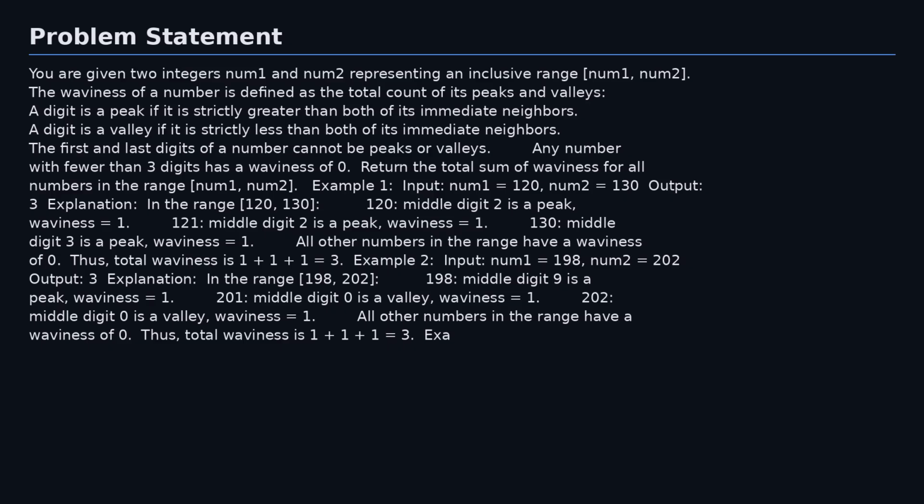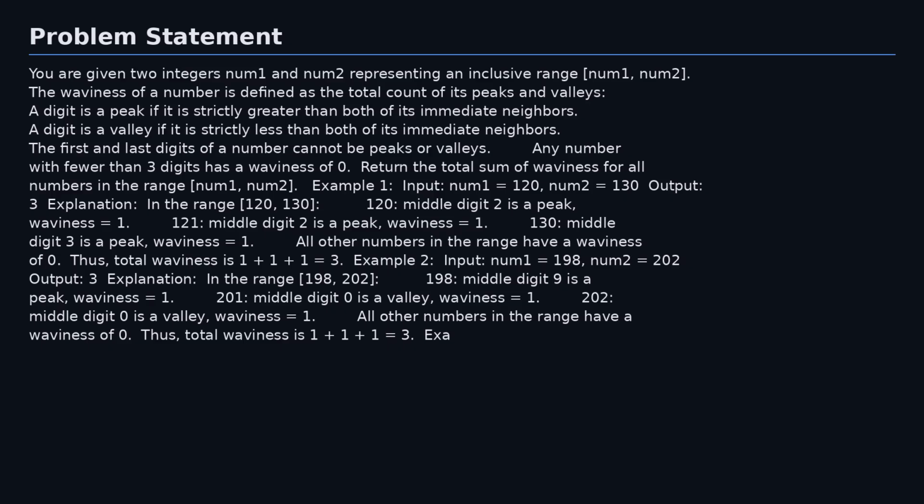So, the problem statement is to calculate the total waviness of all numbers in the range from num1 to num2. The definition of waviness is the count of peaks and valleys in the digits of a number. A peak is a digit that is greater than its neighbors, and a valley is a digit that is smaller than its neighbors. We need to find the total waviness of all numbers in the given range.